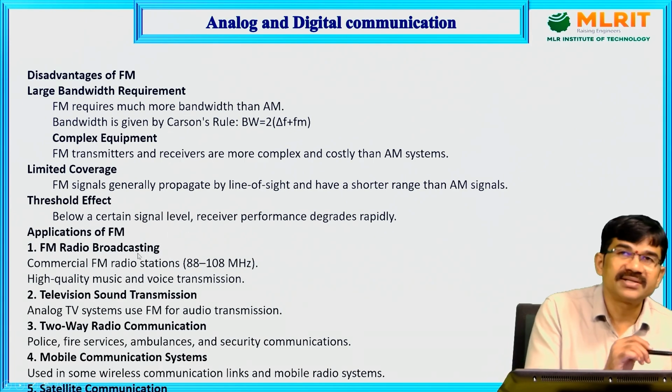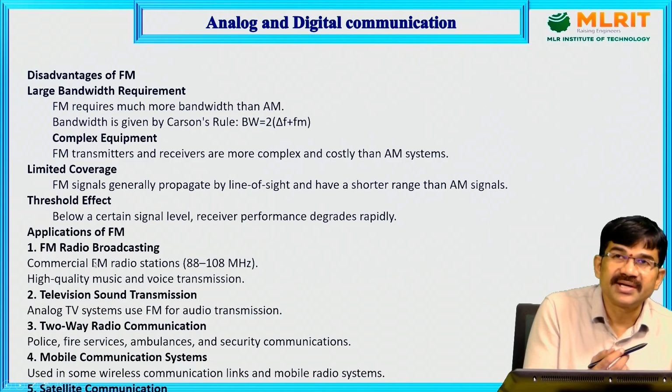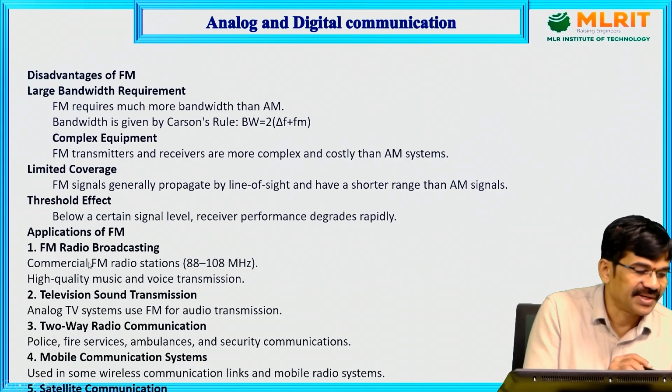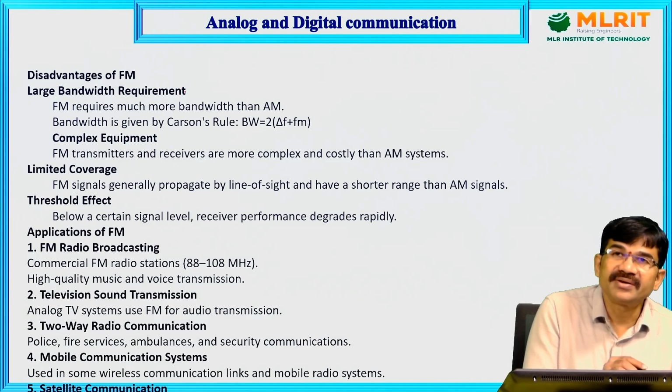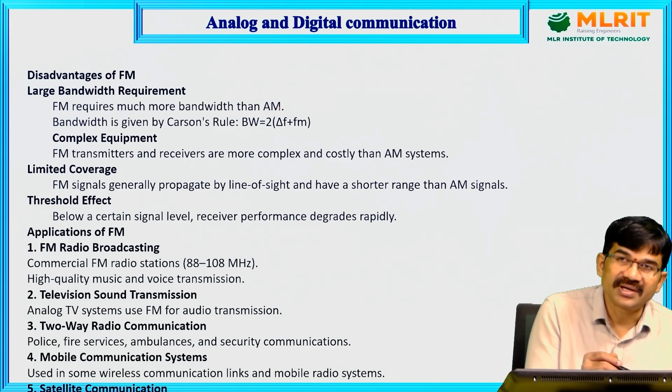Next, what are the disadvantages of FM? As per the advantages, there are some disadvantages also. First, large bandwidth, as the beta value is much greater than 1. In the spectrum of FM, an infinite number of sidebands are located on both sides, so large bandwidth is required. FM requires much more bandwidth than AM. The bandwidth as per Carson's rule, which I calculated just now, is 2 into delta f plus fm.